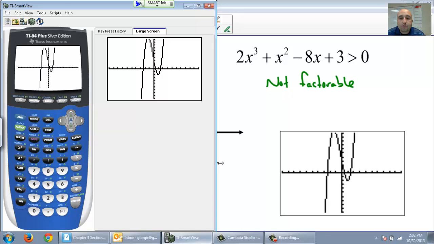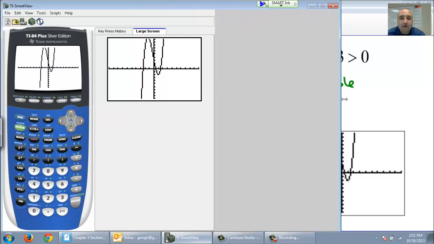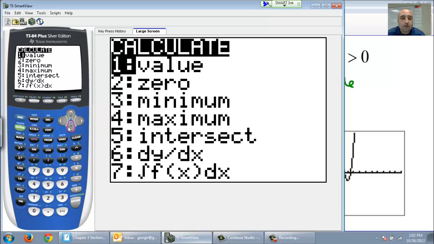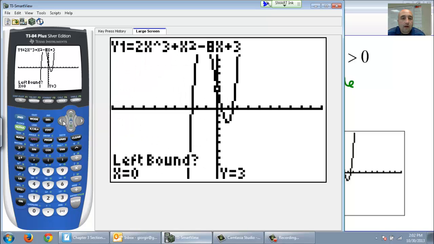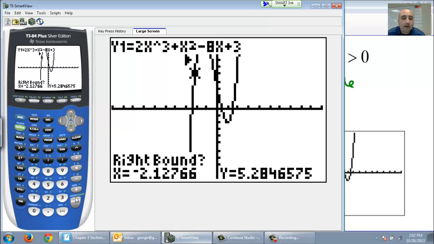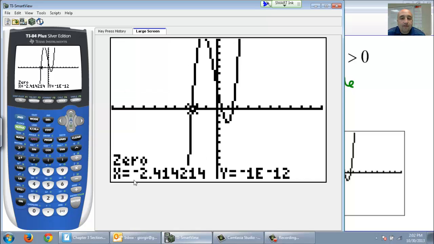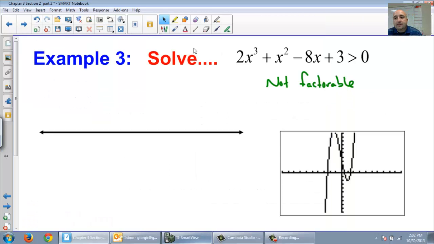Okay, so what we're going to do first is find our zeros. Let's find the 0 on the left first. So second trace 0. And I'm going to move my cursor over to the left. It says left bound, so that's below. Right bound would be above. Enter, enter. And negative 2.41. So x equals, let me go back to my marker, x equals negative 2.41.